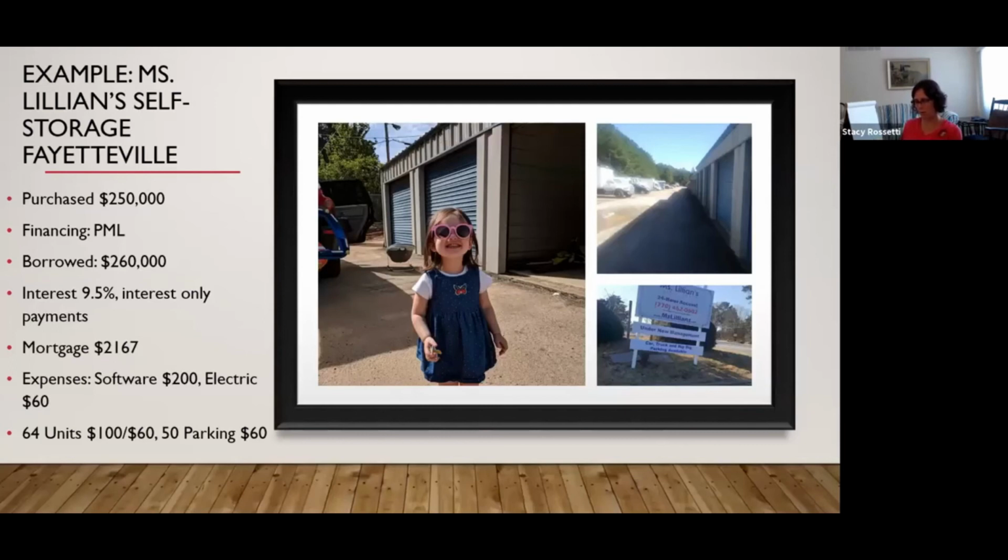So this is what it looks like. I'm going to show this up to y'all so y'all can see. Now this is what the cap rate calculator looks like. So we bought it for $250,000. So we make, if it's 100% full, around, let's say, $90,000 a year.